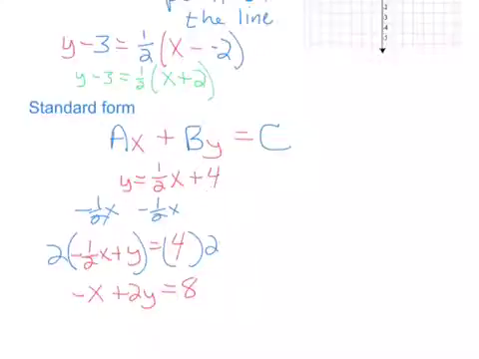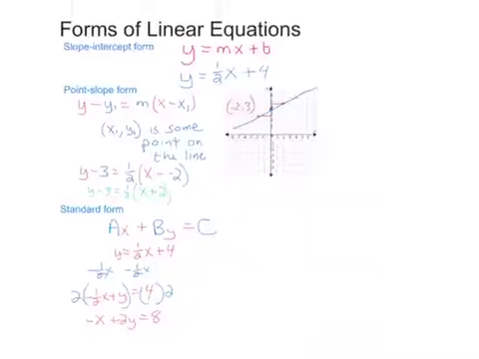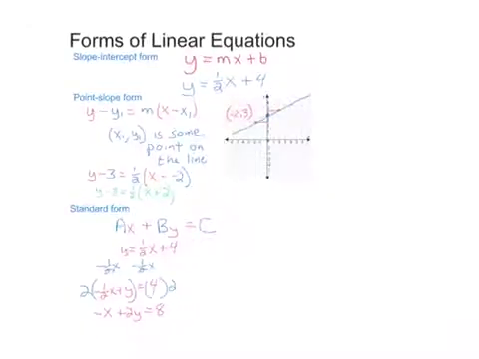So now let's look at the three ways that we've written this equation. Up here we have the equation written in slope-intercept form. Here's the equation written in point-slope form, and here's the equation written in standard form.